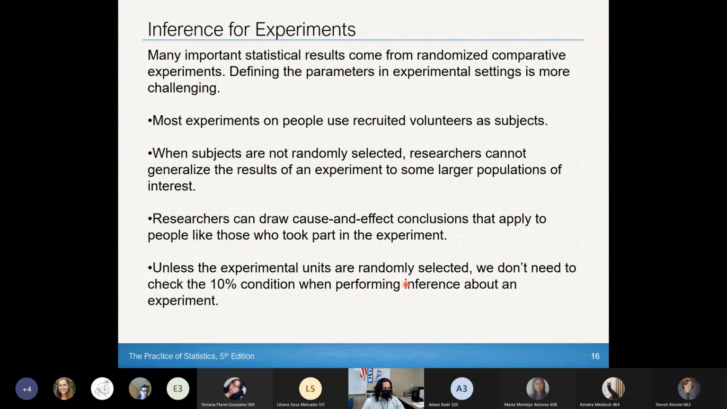Unless the experimental units are randomly selected, we don't need to check the 10% condition when performing inference about an experiment. So there are cases when we're dealing with experiments when we do not need to check the 10% condition. We only need to check the random condition, meaning there was a random assignment of the treatments, and the large counts condition.